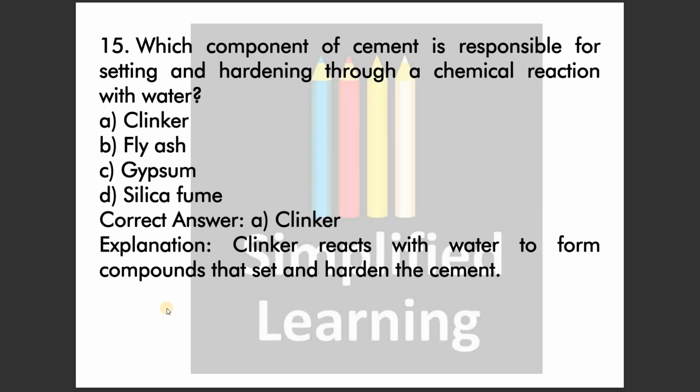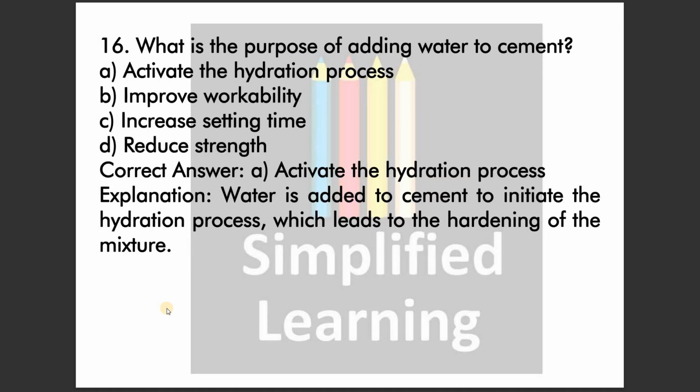Then, which component of cement is responsible for setting and hardening through a chemical reaction with water? The answer is clinker. Clinker reacts with water to form compounds that set and harden the cement. The chemical reaction is initiated from clinker. Now, what is the purpose of adding water to cement? Water is added to activate the hydration process.